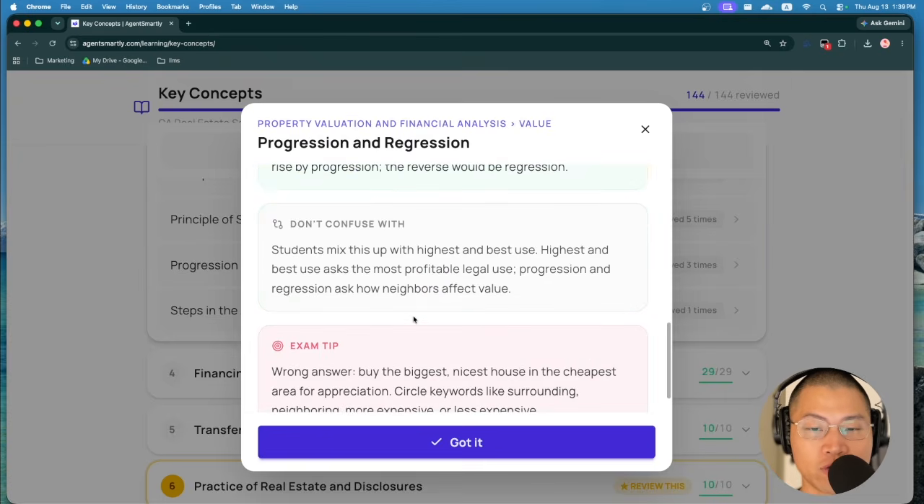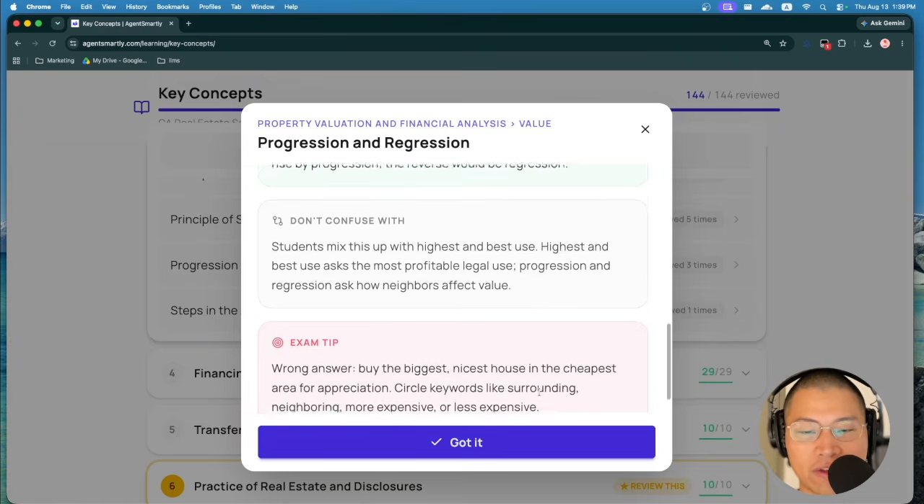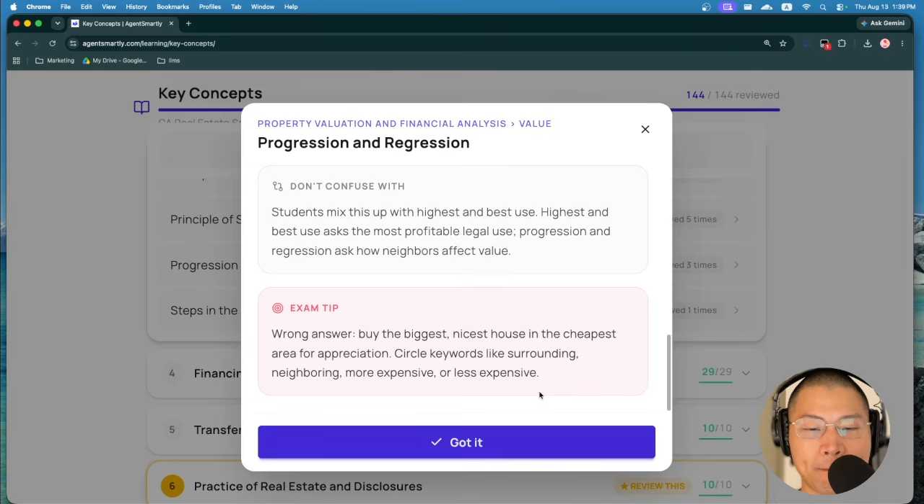So do not confuse this with highest and best use. Highest and best use asks for the most profitable legal use. It's about the usage of the property, not regression or progression. But regression and progression ask how the neighborhood affects the value, right? For the exam tip, buying the biggest, nicest home in the cheapest area for appreciation is not true, right? Circle keywords like surrounding, neighboring, more expensive, and less expensive.